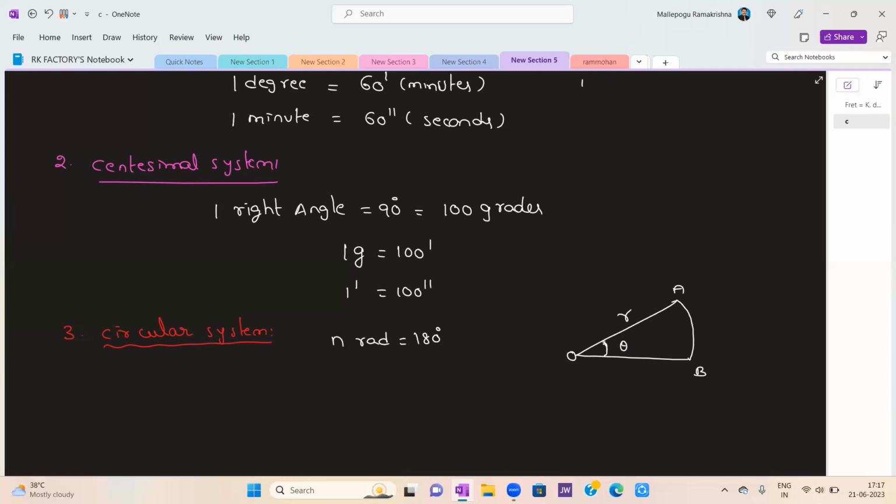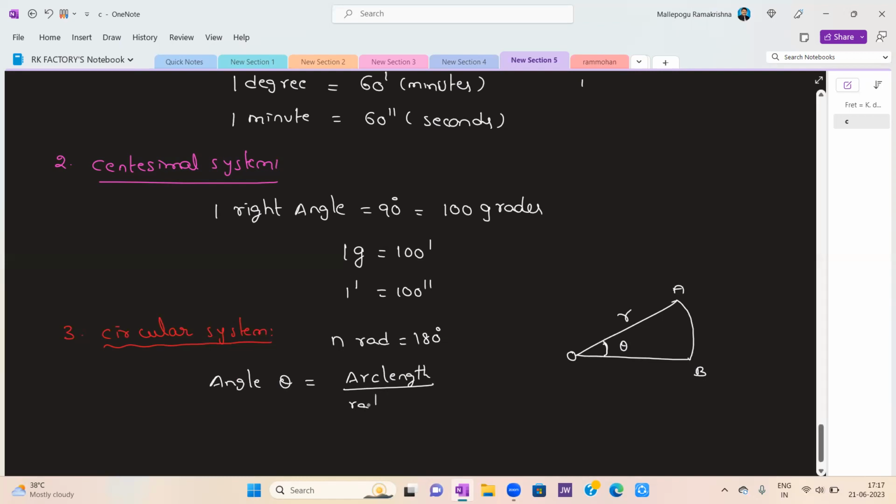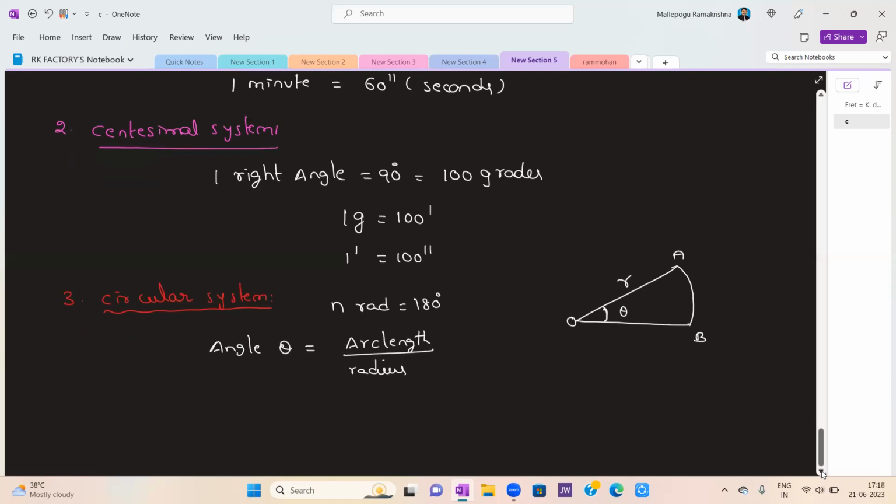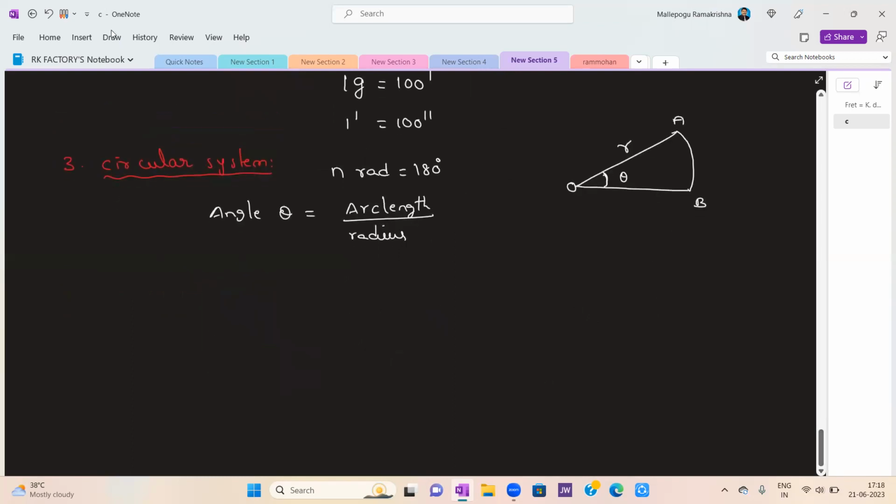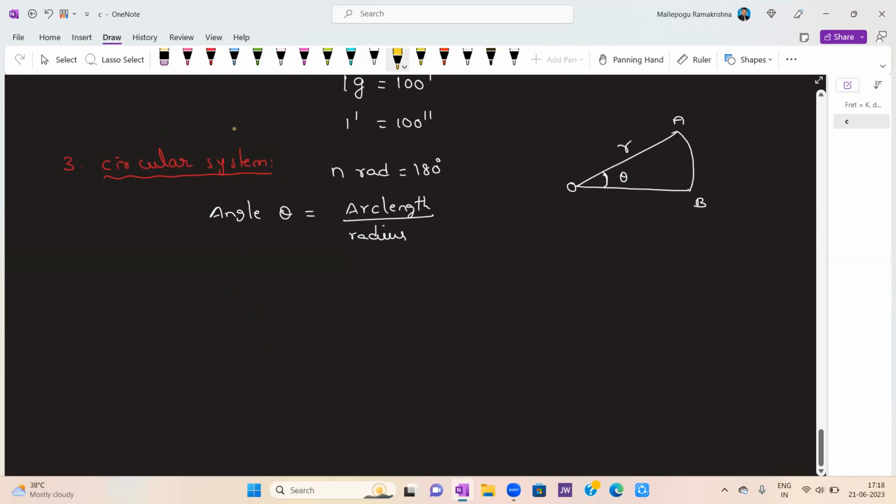Here it is making circular motion, it is doing rotation. That's why theta is our importance. That's why we will write angle theta is going to be equal to arc length divided by the radius of the circle, or the radius of that arc. So this is one system, the circular system, that we are going to use to find the magnitude, how much rotation it has completed.